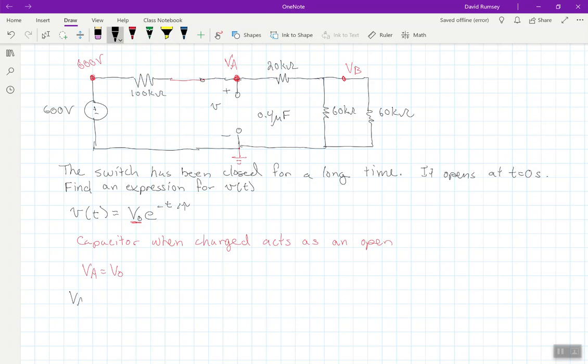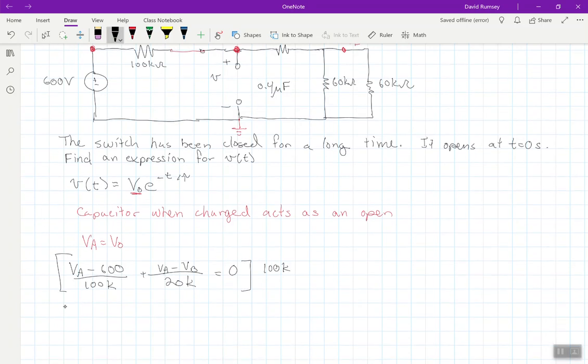So we have VA minus 600 over 100K plus VA minus VB over 20K, and this is equal to 0. I'd multiply this by 100K, and if I do that, you'd get VA minus 600 plus 5 VA minus 5 VB, and the equation I'd wind up with would be 6 VA minus 5 VB equals 600.